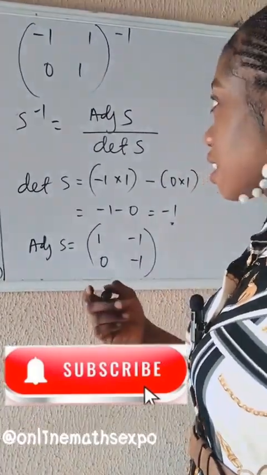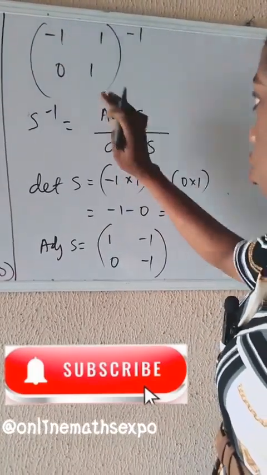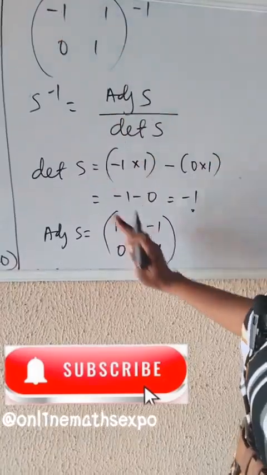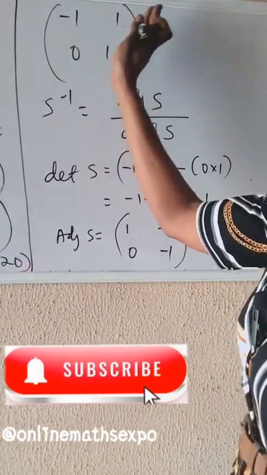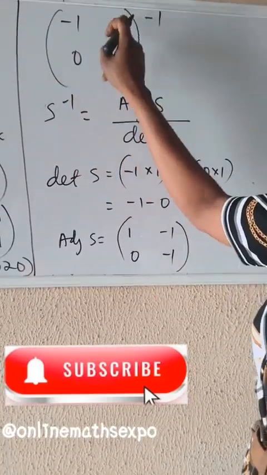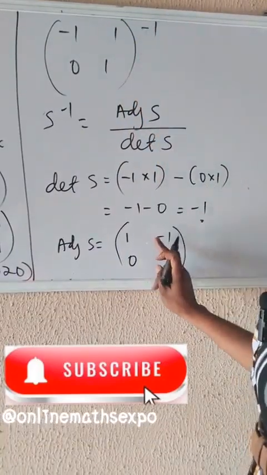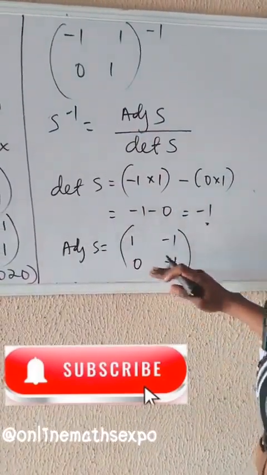Okay, let's take that again. Change the diagonal. Here is minus 1, it will come down to be here. Plus 1 will come over, so this is what we have. Then the remaining entries in the other diagonal, you negate them. If it's positive, make it negative. If it's negative, make it positive. So here is already positive, we have negative 1. Here is 0, 0 is 0, we have 0. So this is the adjoint of S.